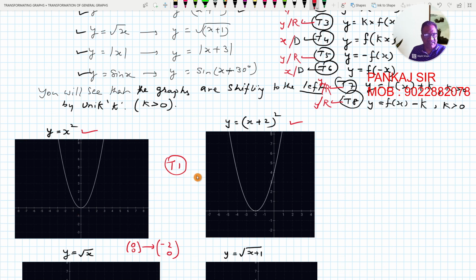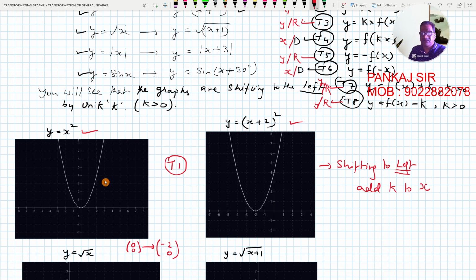And for y is equal to x plus 2 the whole square, this same point has shifted from 0, 0 to minus 2. So the thing is, whenever you add some positive value to x, the parent function graph will be shifted to the left. So I'll write here, shifting to the left. What transformation takes place? Shifting to the left. This shifting to the left takes place when you add some constant k to the domain x.